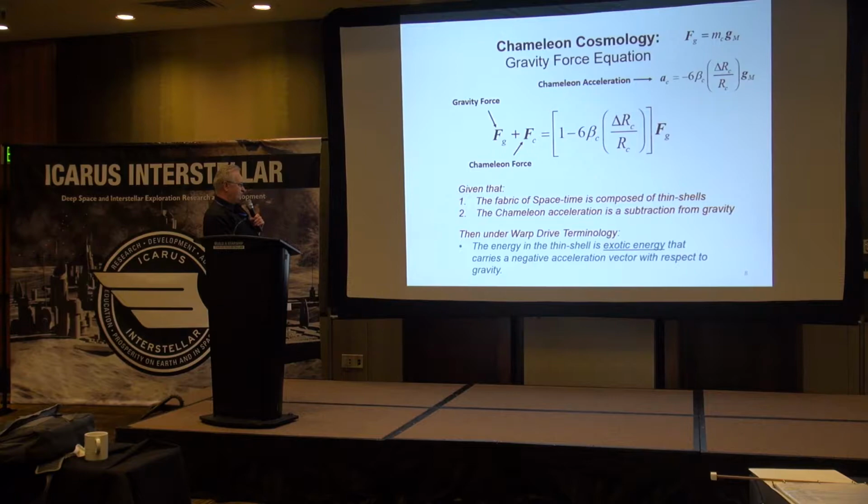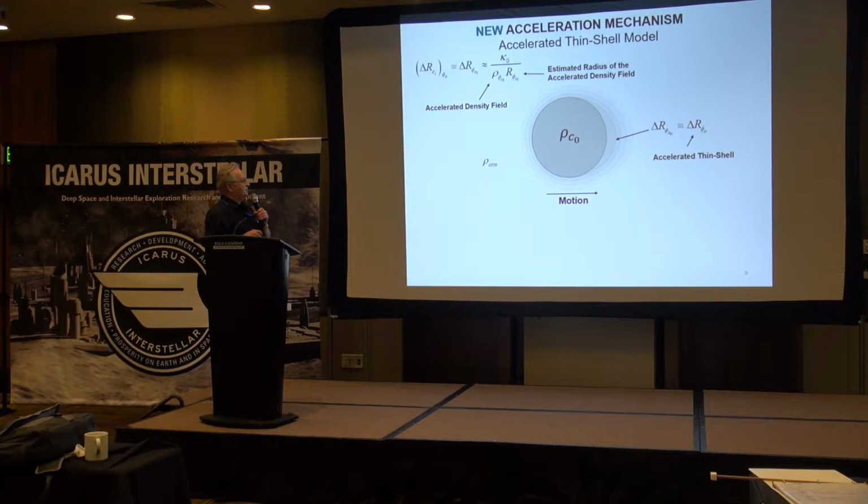Okay. And the acceleration model I came up with was that if you can set these thin shells to eternity within the universe like this equation, you still have your density, but in this equation, it's the accelerated density field, which I'll talk about later, and the estimated radius of the acceleration density field. Basically, the density field is the spherical mass within any one of these rings that you set up. So it contains both the mass's density and the density within the thin shell.